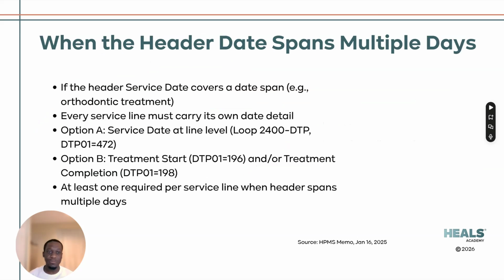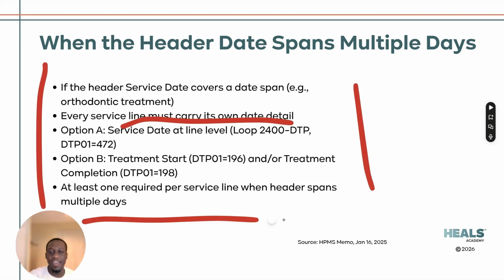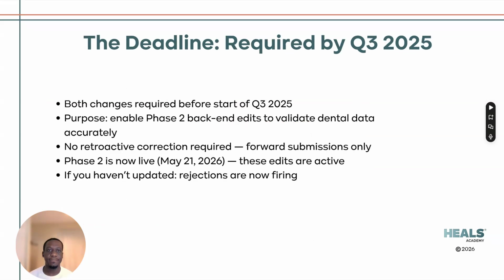When the header date spans multiple, and I touched on this briefly, if the header service date covers the date span, every service line must carry its own date detail. Option 1, service line and a header, and option 2, treatment on a completion date. So at least one required per service line, and then the header will span that multiple line. So that is one key thing that you want to pay attention to.